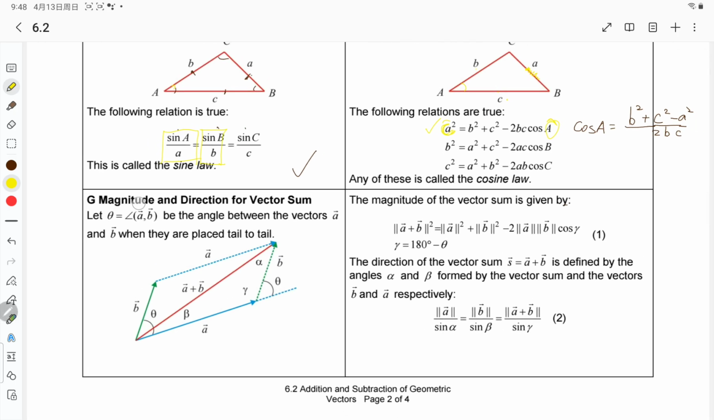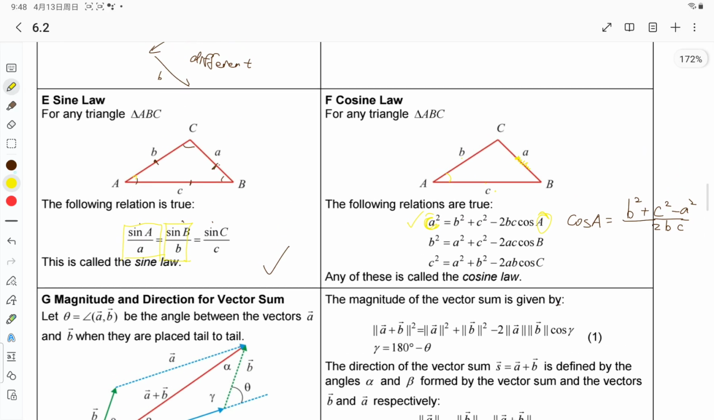Let's see about the magnitude and direction of the vector sum. So this is the angle between vectors A and B when they are placed tail to tail. Just a notation, theta. And the magnitude of the vector sum is given by, remember we have the Pythagorean rule, for right triangles.